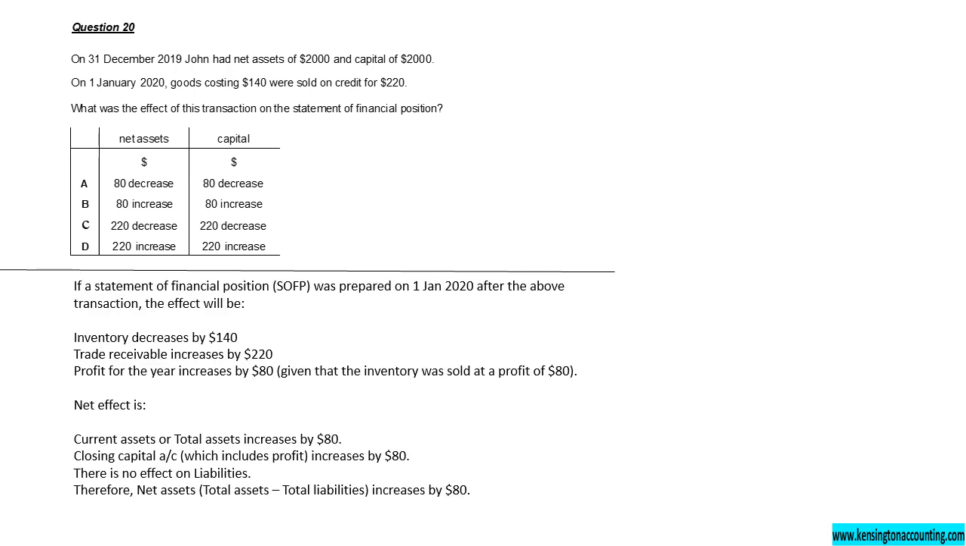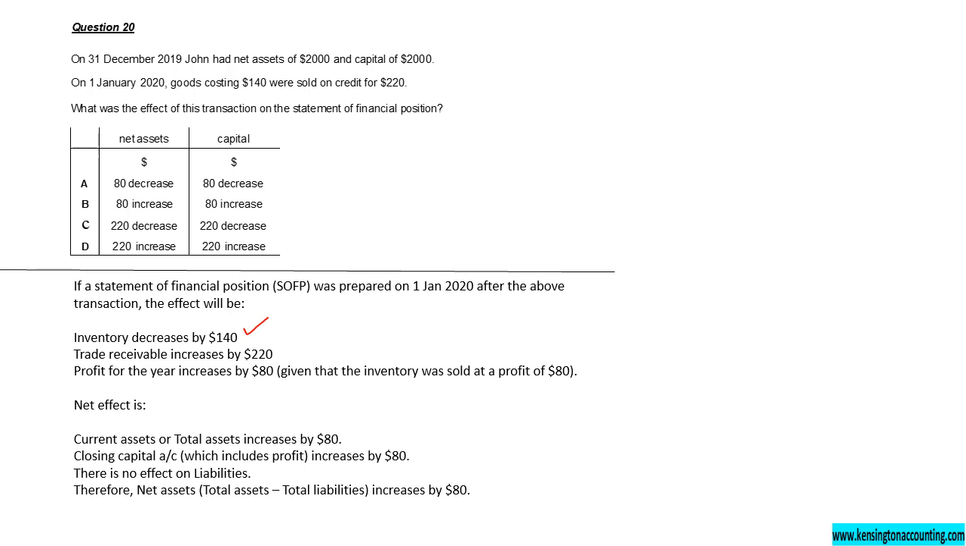Question 20 deals with the effect of a particular transaction on the balance sheet. In this case, goods costing 140 were sold for 220. So let's see the impact of this transaction on the balance sheet. The first effect is the inventory on the balance sheet will go down by 140 because inventory is recorded at cost. So that's the first effect.